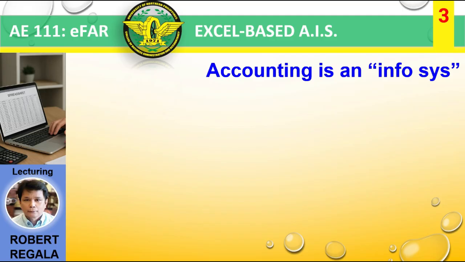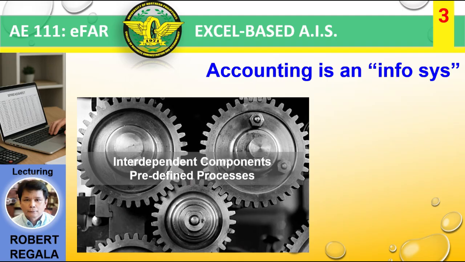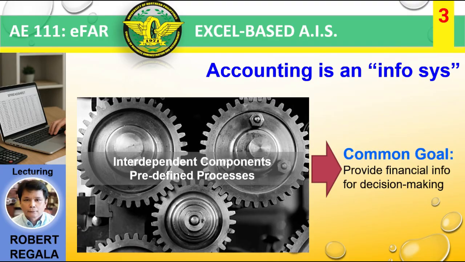As was discussed in your basic accounting subject, one characteristic of accounting is that it is an information system. By system, we mean that there are several components working interdependently, following a predefined process that includes specific tasks progressing toward the common goal of the components. None other than to provide the financial information needed by management to make important economic decisions.